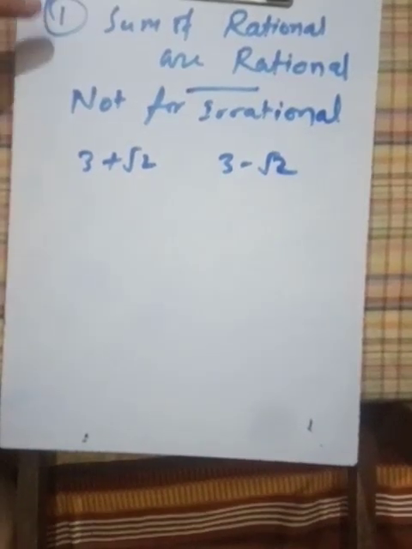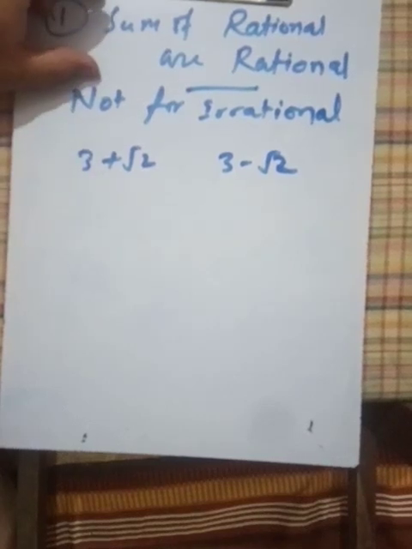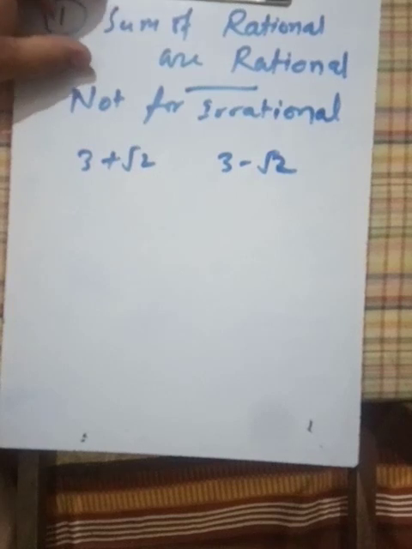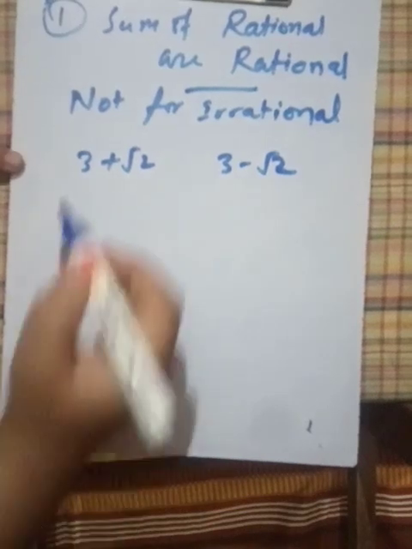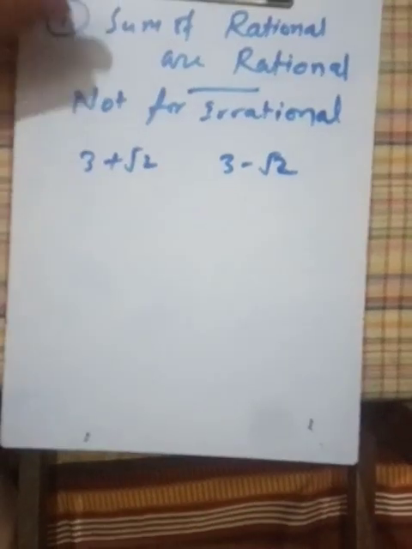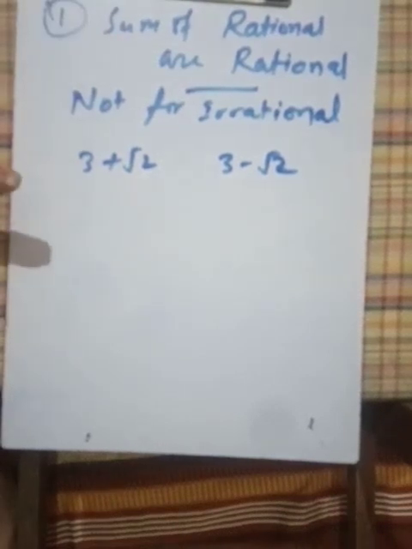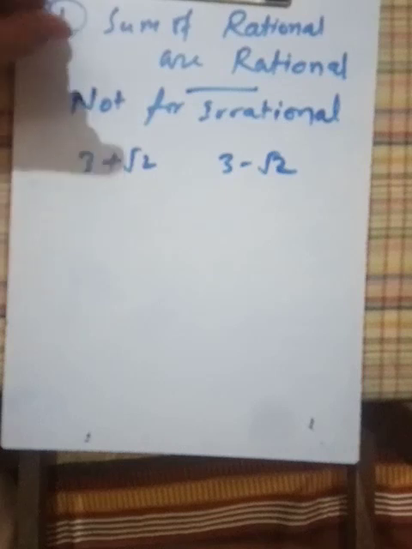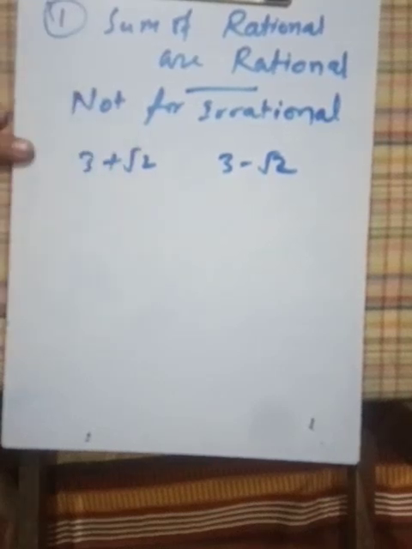So you have to remember, this is not only valid for the sum, this is also valid for difference, as well as for multiplication and division also. For division it is told, the division of a rational number by another non-zero rational number will be rational, but in the case of irrational numbers this is not valid again.